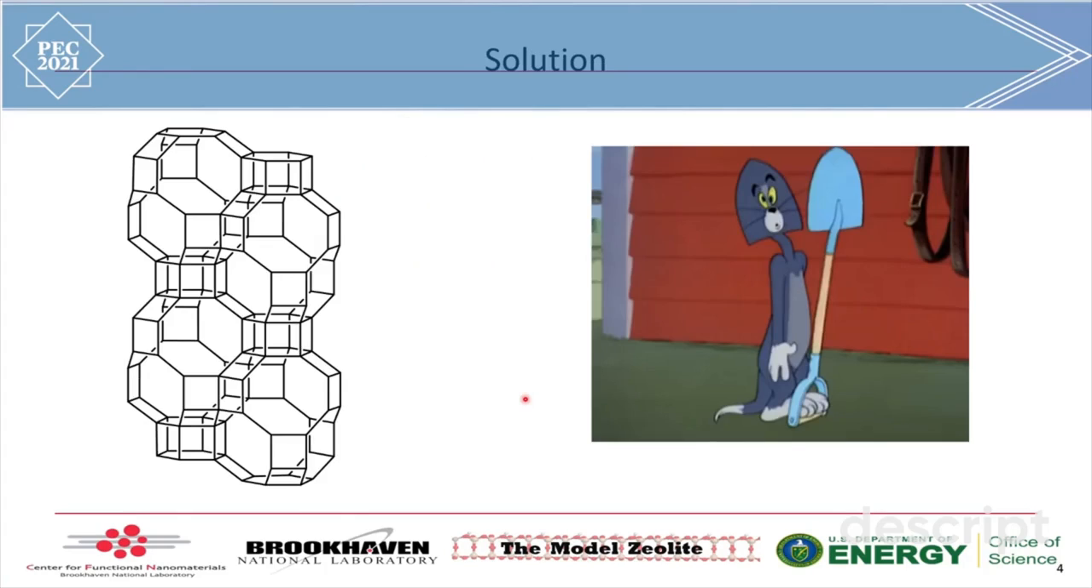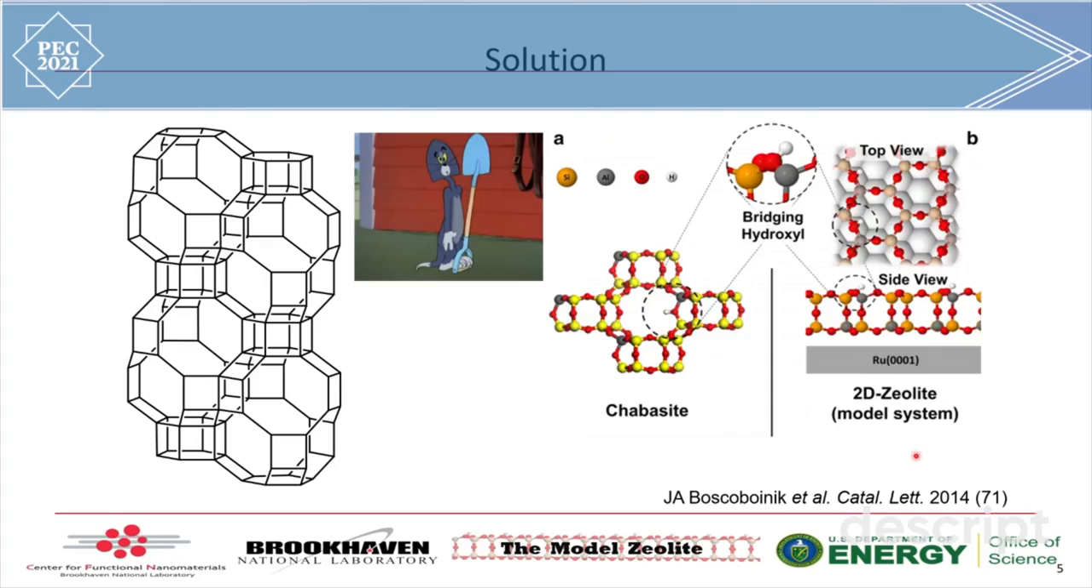Consider this. Instead of using a real catalyst, we can develop a flat version of that catalyst. Just like what we see here, poor Tom got beaten flat with a shovel, which is often the case in animation. What do I mean?